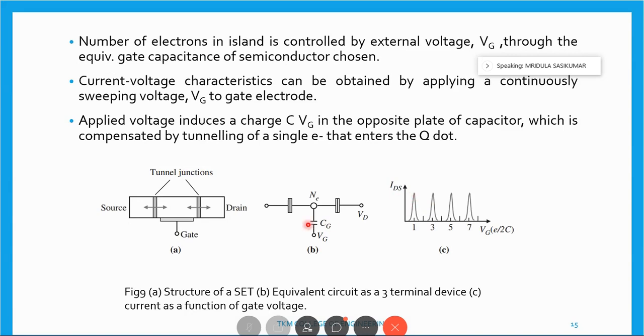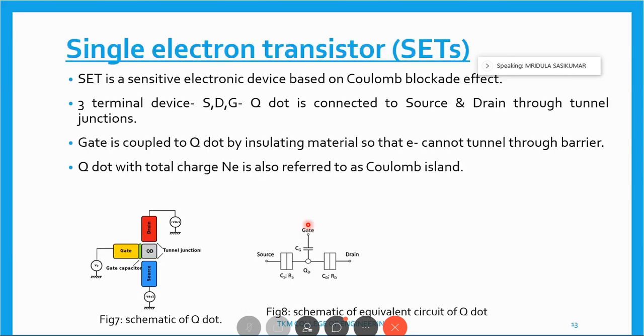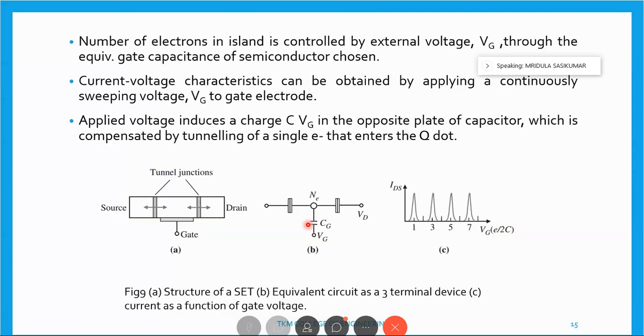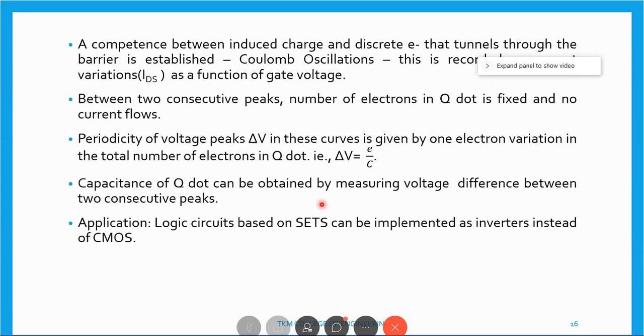So I have discussed only the basic construction of a single electron transistor, how it is constructed, what conditions are to be followed, and how the current is formed in a single electron transistor. Single electron transistors have a wide range of applications: they can be substituted as inverters in CMOS. They have various other applications also, such as memory devices, etc.